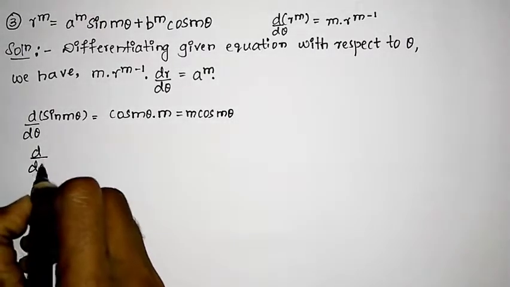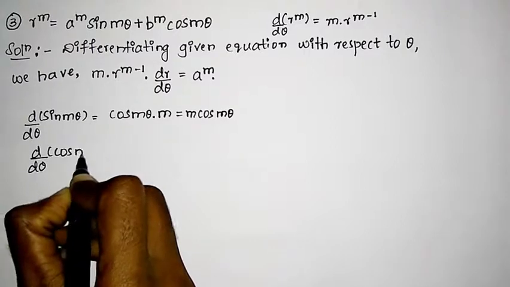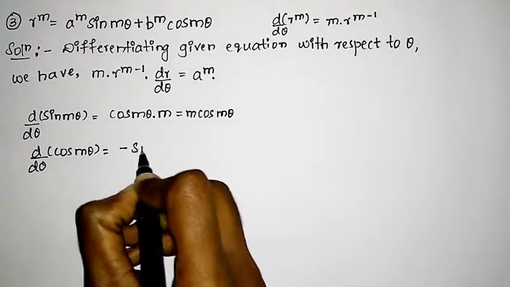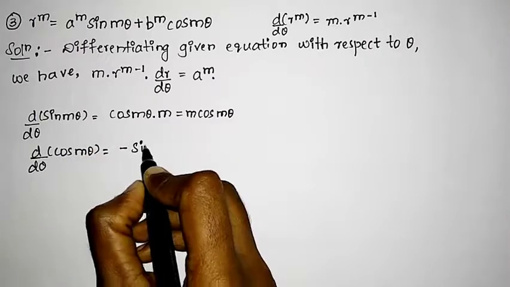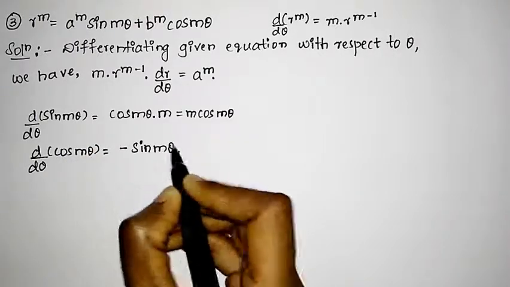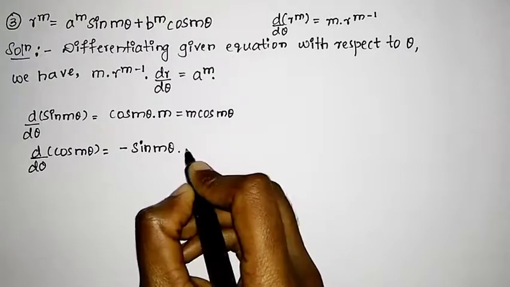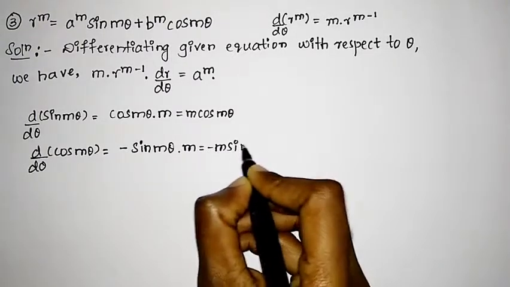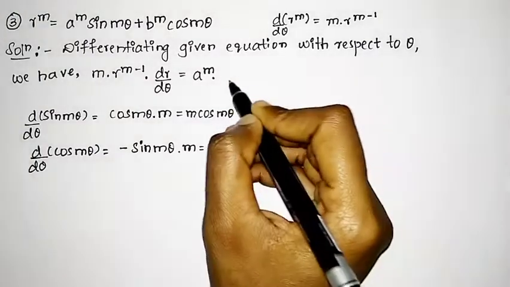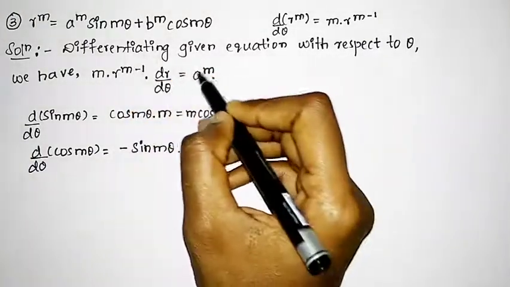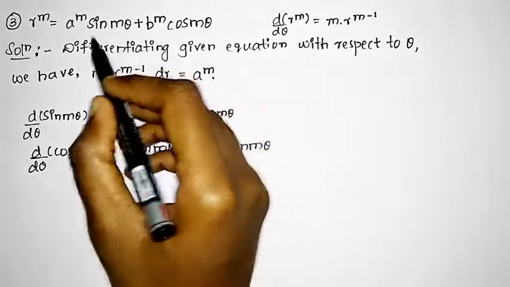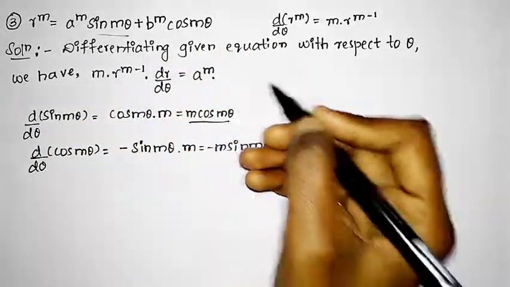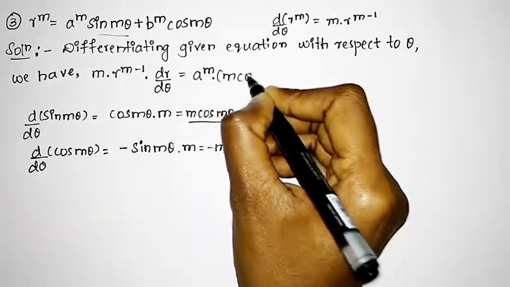Similarly, d by d theta of cos m theta. As we know, the differentiation of cos theta is minus sin theta. So here we have cos m theta, so it will be minus sin m theta into the differentiation of m theta, which is only m. So it will be minus m into sin m theta. Therefore a raised to m into the differentiation of sin m theta, which we have obtained as m into cos m theta.